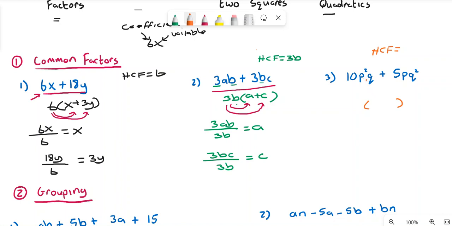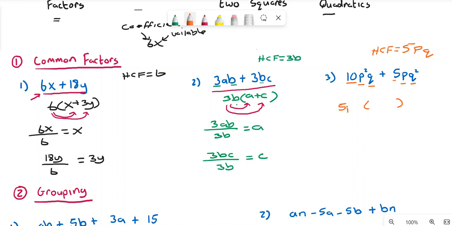So if we have a look at this, we can see that 5, for example, would divide into 10 evenly, and 5 would divide into this 5. So the number 5 would definitely be part of the highest common factor. We can see that p, for example, is common to both. So 10p is here, and p is common here. So we could put p in. And then we look and we can see that q, for example, is common to both as well. So 5pq would be the highest common factor. And we put this on the outside here.